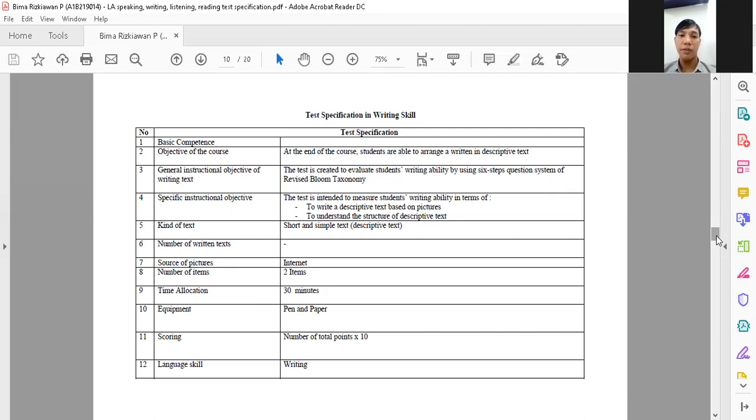The source of the picture is from the internet, and the number of items is 2 items. Time allocation, 30 minutes. Equipment, pen and paper. Scoring: number of total points times 10. Language skill is writing.